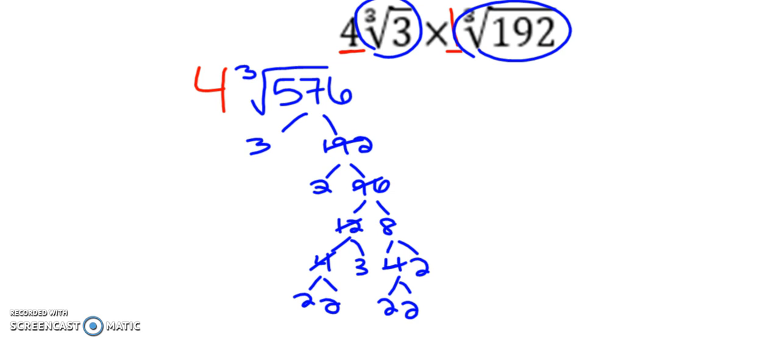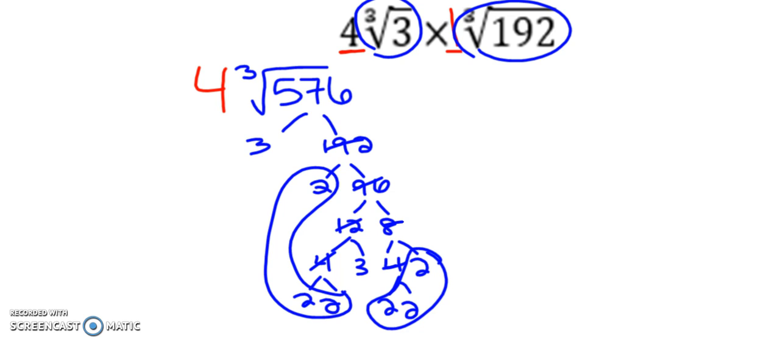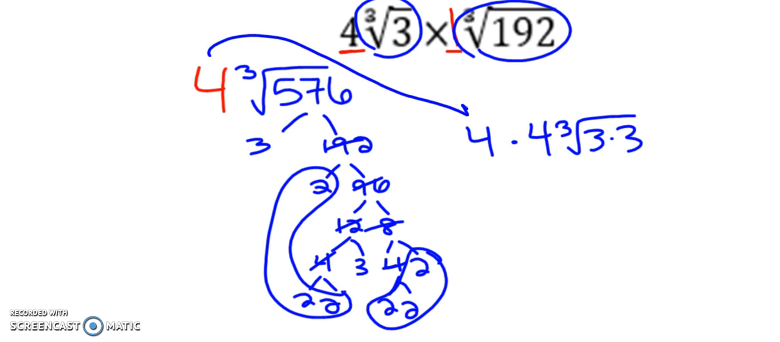Now, if we look, because we're doing the cube roots, we need to circle triples this time. So I have a group of 2's here, and I have a group of 2's here, and I have 2 3's left over. So if I have 2 groups of 2, that's 4, and I have 3 left over, so 3 times 3. But I also need to multiply it times my 4 that was in my original problem.